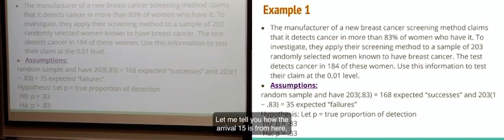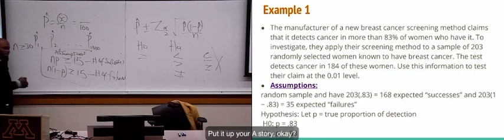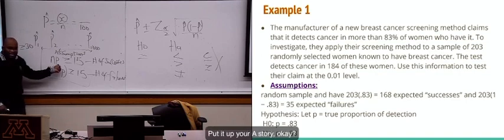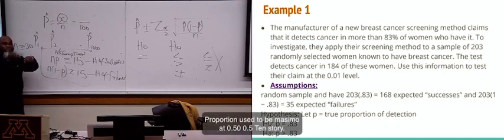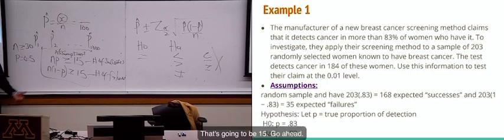Now, let me tell you how they arrive at the 15. You know the central limit theorem, at least in theory. And P, the proportion, used to be maximum at 0.5. It's 0.5 times the sample size. Can someone tell me? That's going to be 15.